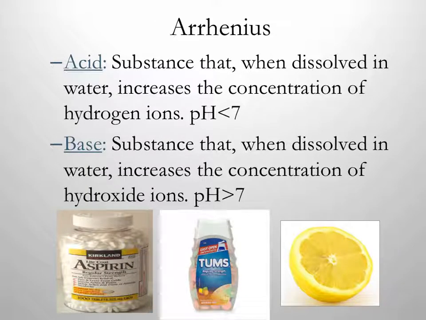So first off, according to the Arrhenius theory, an acid is a substance that, when dissolved in water, increases the concentration of hydrogen ions. So you could see this as hydrogen ions, or you could see it as hydronium ions. But either way, it's a substance that dissolves in water to yield those ions as a positive ion in solution, and they have pHs less than 7. An Arrhenius base will dissolve in water as well, and it will increase the concentration of hydroxide ions in the solution, and their pHs are greater than 7.